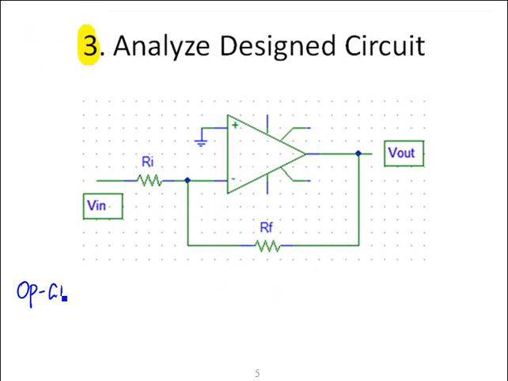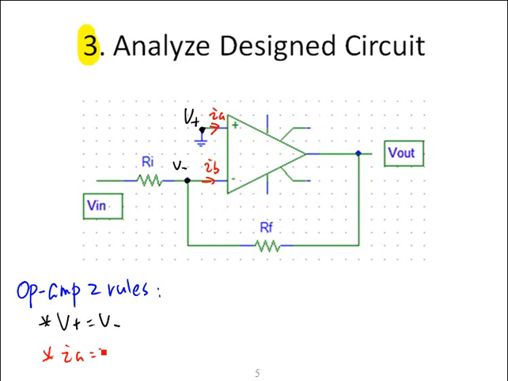There are two golden rules about negative feedback op-amp circuits. Assume the voltages at the positive and the negative input terminals are V plus and V minus respectively. Then the first golden rule says V plus is equal to V minus. The second rule is about the current. The currents into the input terminals are IA and IB. Then both of the currents are equal to 0.